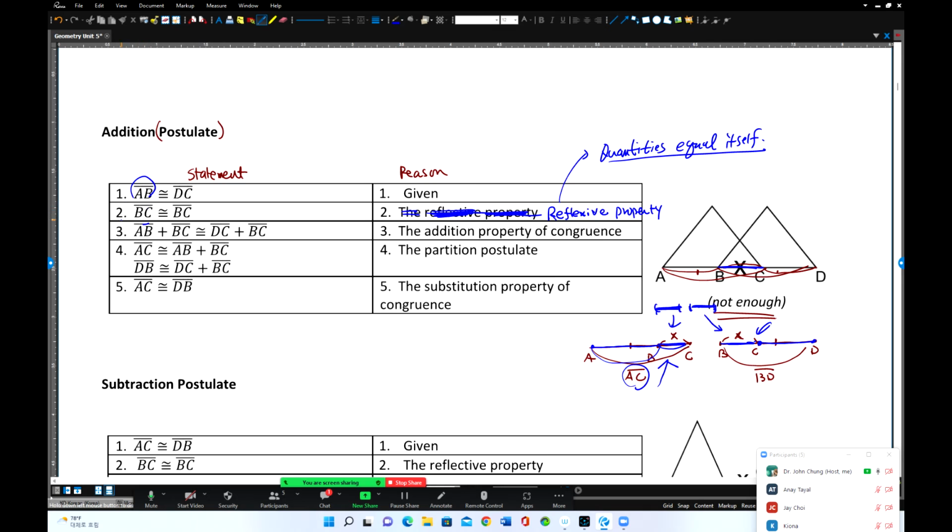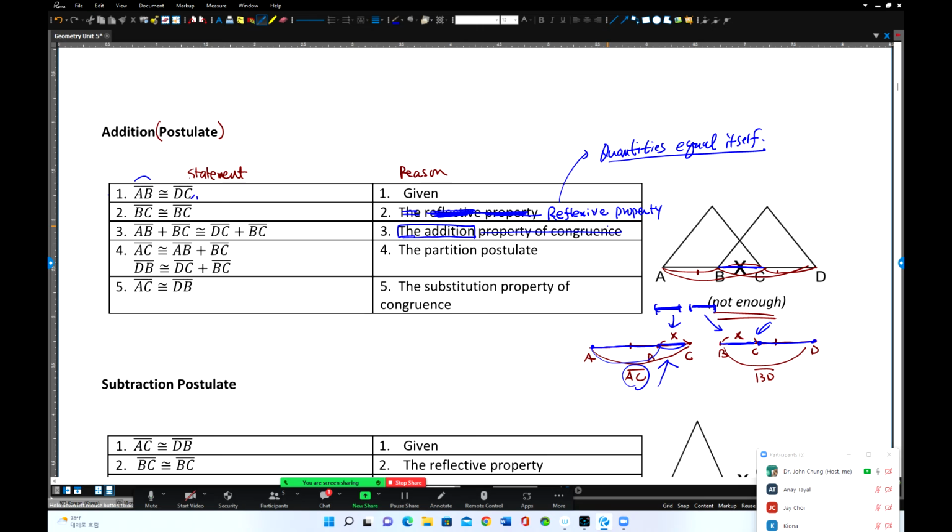AB plus BC, that is addition, okay? When you add this one, AB plus BC, DC plus BC, to the left equal, to the right equal. When you add this one, they are still congruent. That is the addition postulate. This is what we said, addition postulate. Just the addition is okay. Okay, additions. We don't need this one.